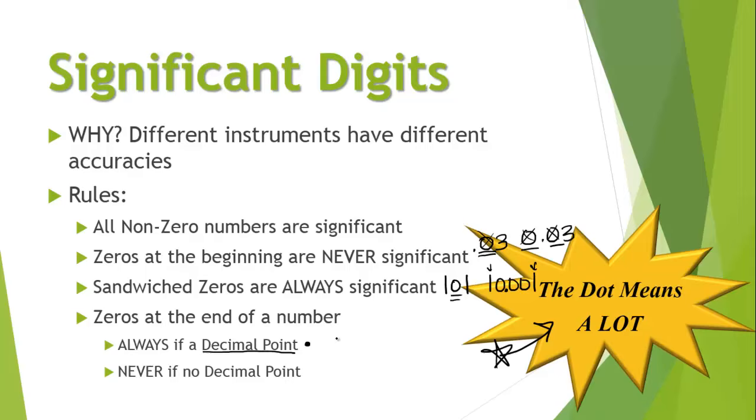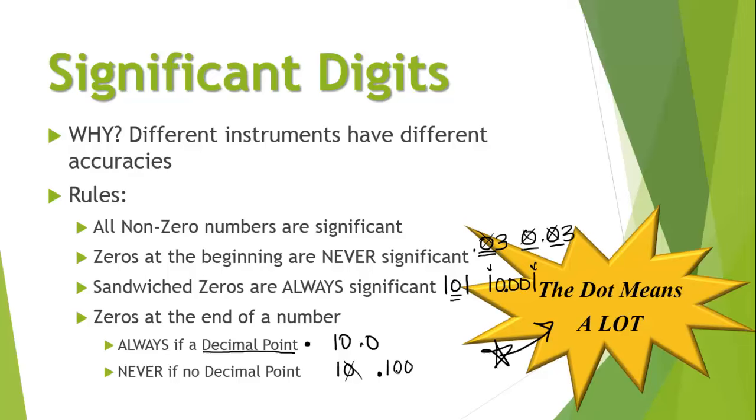For example, if we have 10.0, all of these zeros are significant. However, if we just write 10, that 0 is not significant. So it doesn't matter where the decimal point is, it just needs to be somewhere in the number. Even if we had 0.100, those zeros will be significant because there is a dot in your number.